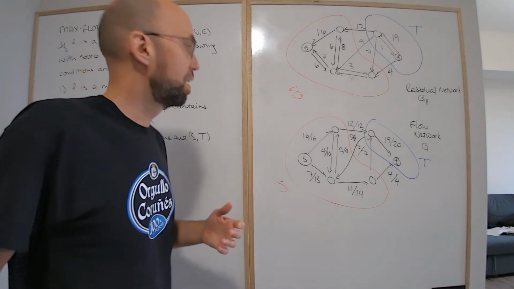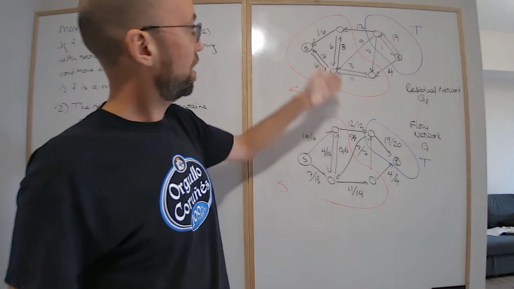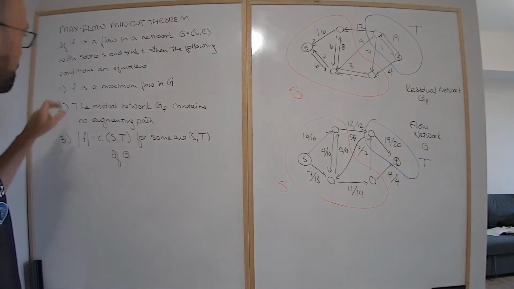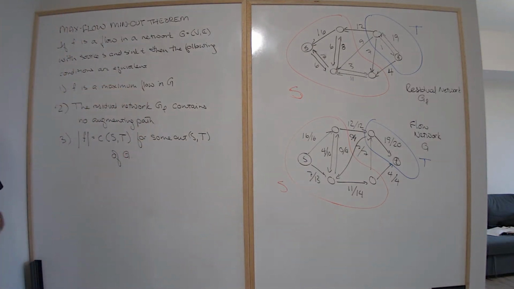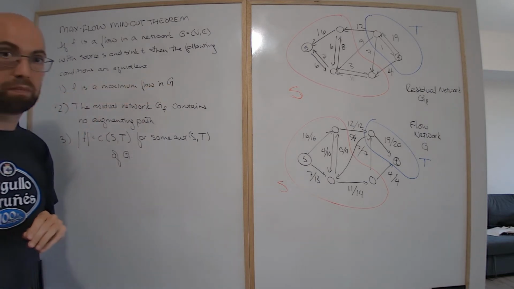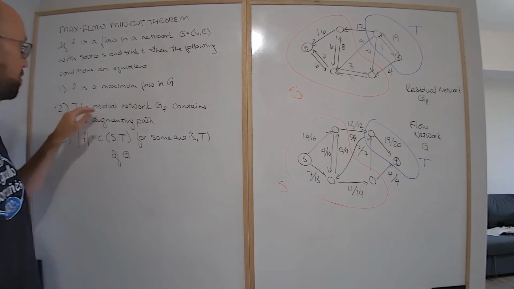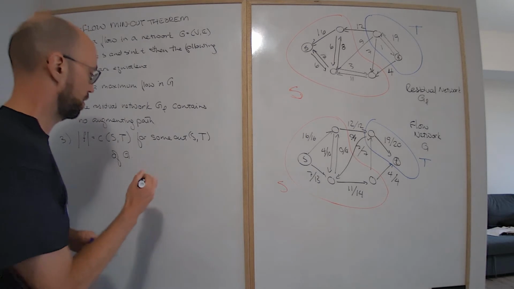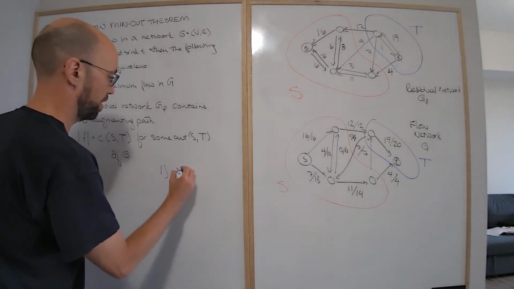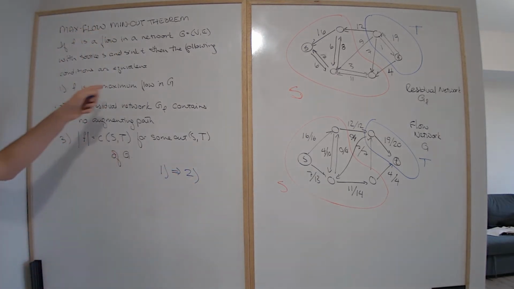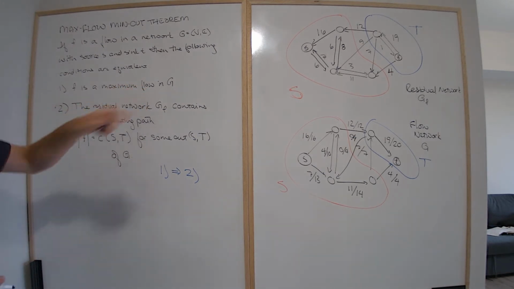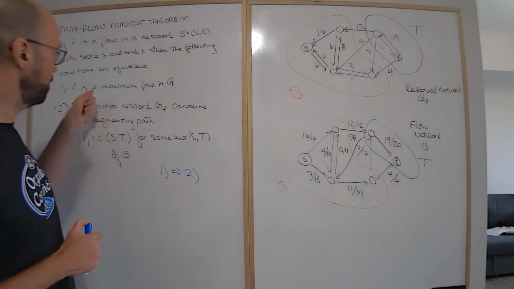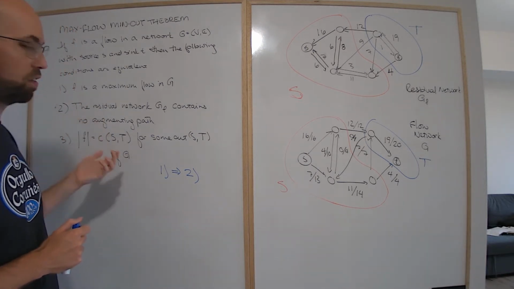So why? Okay, so now we see the cut. F is a maximum flow in G. Suppose that F is a maximum flow in G, right? Then that means the residual, so here we're showing that 1 implies 2. If F is a maximum flow in G, then the residual network GF contains no augmenting path.